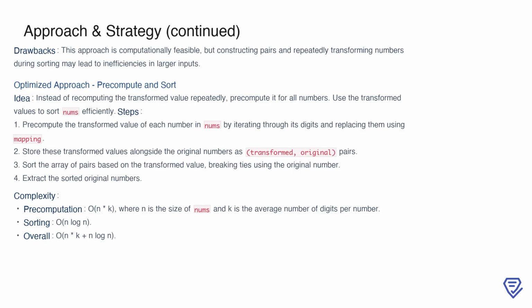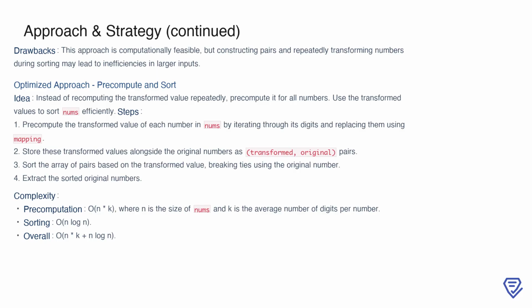To address this inefficiency, we can adopt an optimized approach by pre-computing the transformed values beforehand. In this method, we iterate through each number in nums, transform its digits using the mapping array, and store the transformed value alongside the original number as a (transformed, original) pair. Once this pre-processing step is complete, we can sort the array of pairs using the transformed values as the primary sorting key and the original numbers to break any ties. After sorting, we extract and return the original numbers in their new order.